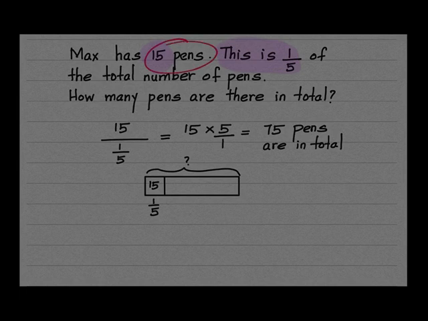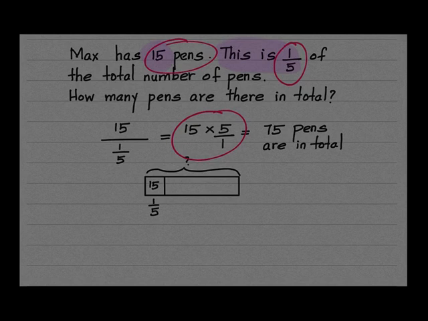Max has 15 pence and this is 1/5. So 15 is 1/5 and we need to find the total number of pence. Okay, so the total goes on the top and the fraction goes on the bottom. Okay, so the next step is the fraction will become the reciprocal of it. And it becomes 5 over 1.